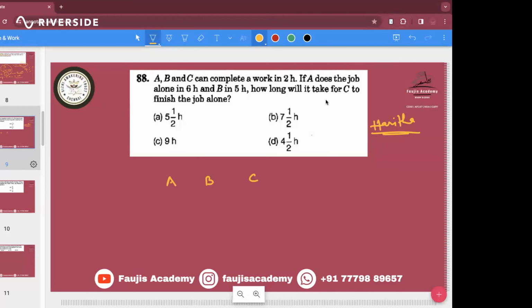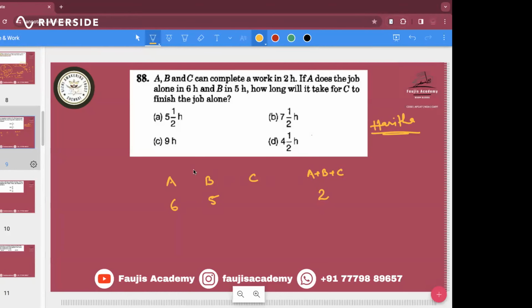See what all information we have. We'll first jot it down. A, B, C can complete a work in 2 hours. So A plus B plus C. If A does the job alone in 6 hours, B does the job in 5 hours, and A, B, C together do it in 2 hours.